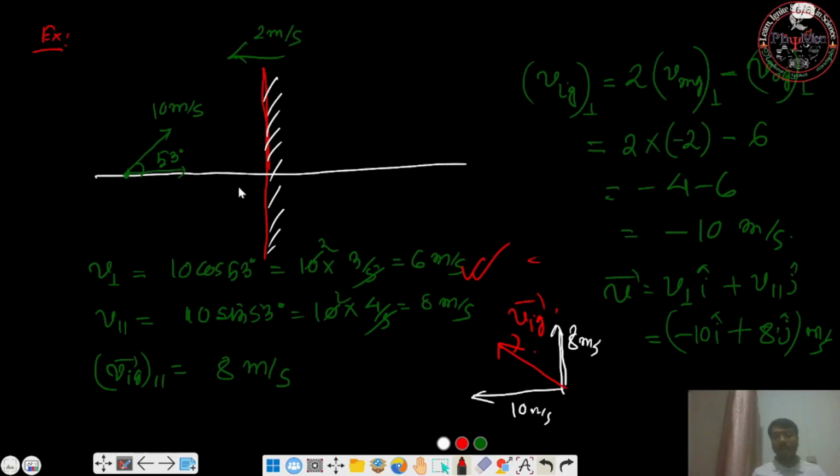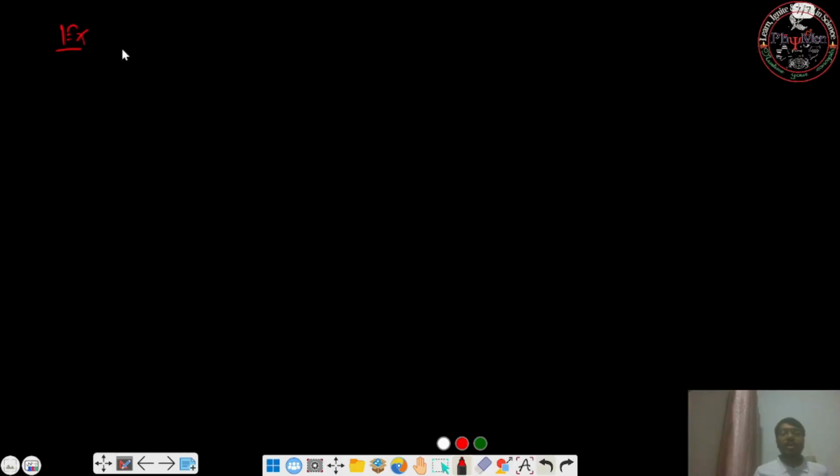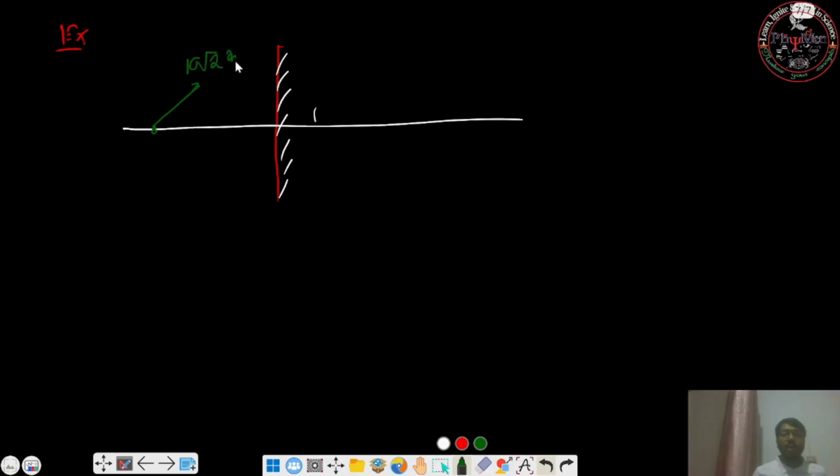How we do this, so these three types of problems are there, and another type of problem can be asked. Let me give you another question based on this. Suppose I have a mirror here, and an object. The object is moving with 10 root 2 meter per second making an angle of 45 degree with this axis, and the mirror is also moving with 10 meter per second making an angle of 37 degree. Now find the velocity of the image with respect to ground.